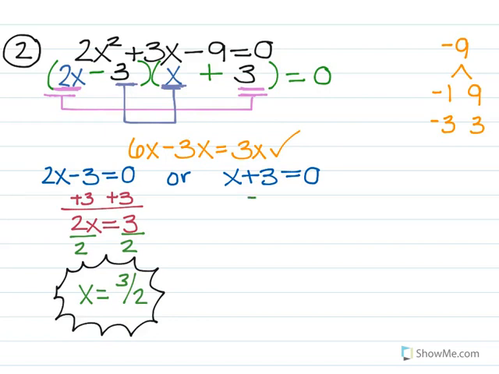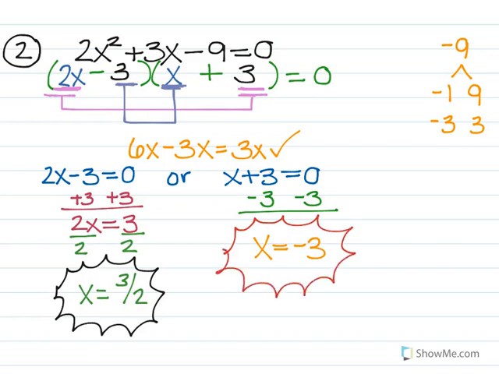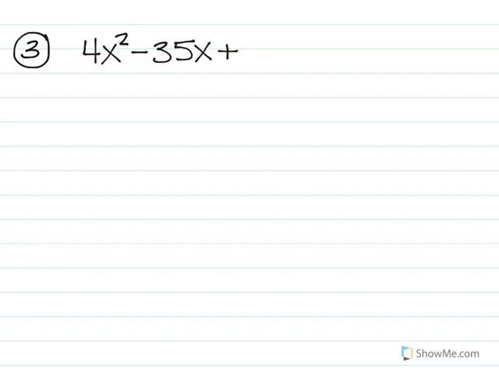The second equation, if we get x alone, we are going to subtract 3 from both sides, and we're going to end up with an x answer of x equals -3. And we're only going to do one more example today. So example 3 is going to read 4x squared minus 35x plus 49 equals 0.